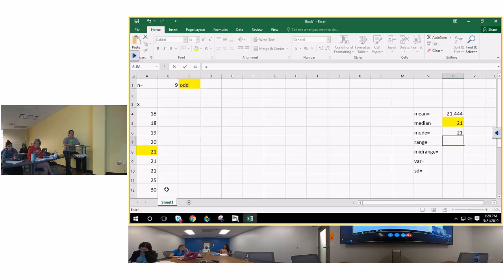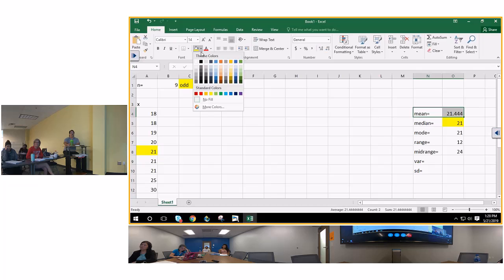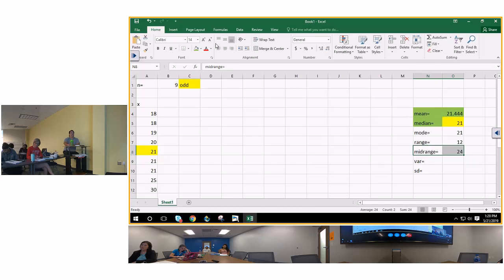Range. Highest minus the what? And the mid-range, equal to, parentheses, the 30 plus the 18 divided by 2. Now, like I said, a lot of you know how to do that. I'm going to highlight this guy. I want you to highlight him if you got crayons or pencils or whatever. That one. And that one.